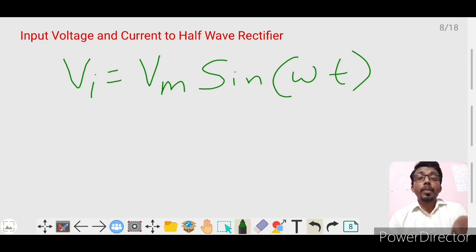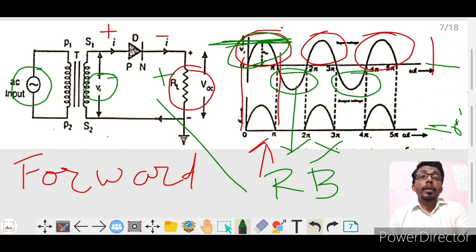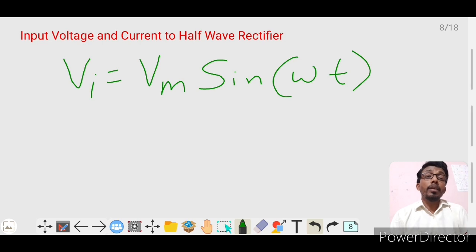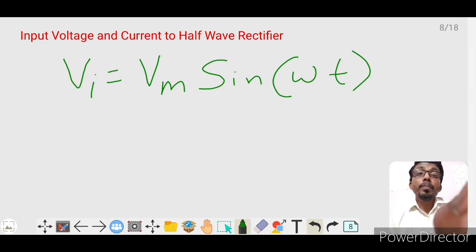That means whatever wave we are seeing over here is a sinusoidal wave. Hence we have written here Vm sine omega t. So this is the input voltage. Now we have to find out what is actually the input current. Suppose we represent the input current by I.